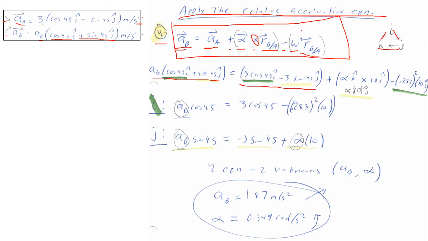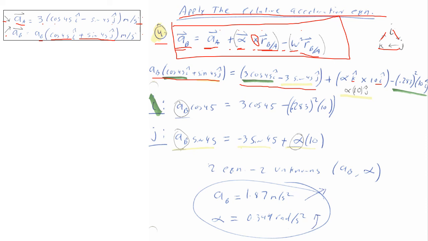Plus now I have my alpha crossed with my r sub BA. So I look at this here. Well, my alpha is going to be in my k hat direction. And my r value here is going to have only an i hat, an x component. That's the length. It's 10 right there. So if I were to cross a k with an i, what do I get? k crossed i gives a j. So I write that down here. I'm going to have alpha times 10 in the j hat direction when I do out my cross product right there.